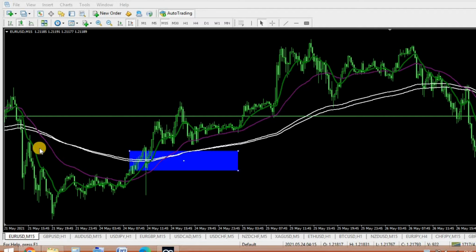I have already added the moving averages to the chart. This is Euro-USD chart. Now we have added all the EMA and now let's see how to take the trade. 15 EMA is green in color. 45 EMA is purple in color. 150 EMA and 174 EMA is white in color. We call 150 EMA and 174 EMA as tunnel.